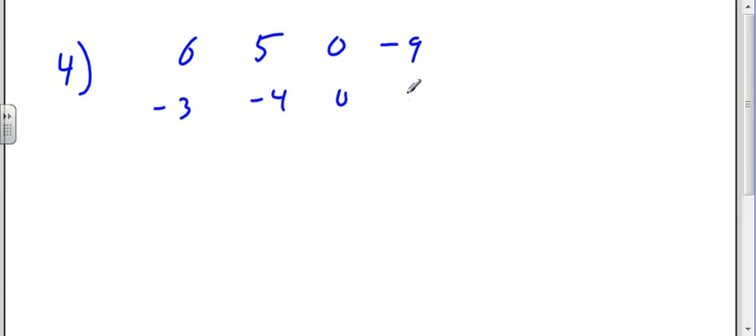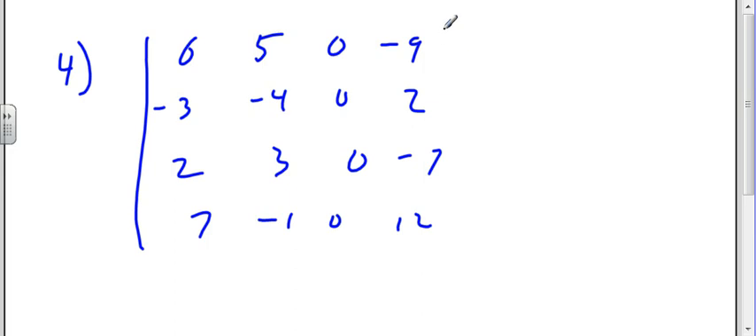So we'll look at number 4. Are we even going to write it down? 6, 5, 0, minus 9, minus 3, minus 4, 0, 2, 2, 3, 0, minus 7, 7 minus 1, 0, 12. I have a column that's all zeros. The determinant is 0, thus it is done. Okay, good enough? Hey, it should always be that simple, right?